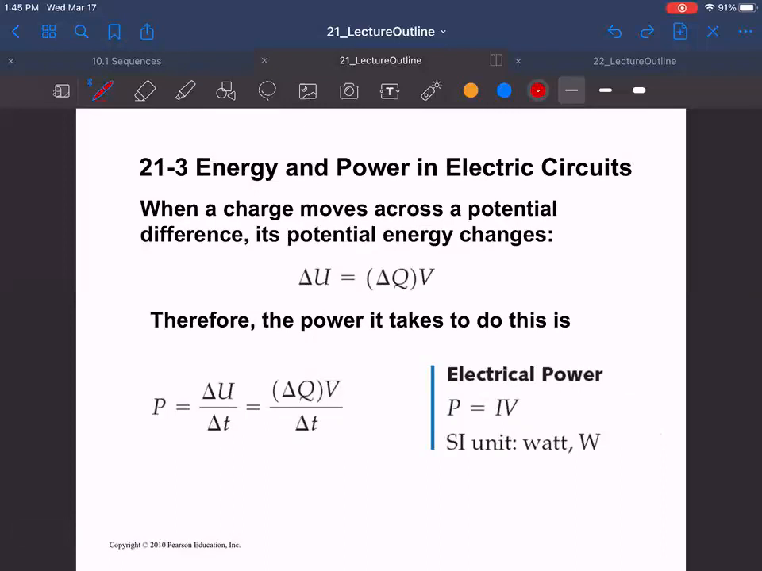Energy and power in electrical circuits. So, of course, potential energy, a change in it is Q times V. And then power is work per unit time, right? Y'all remember power? The units were watts. It was work per time, the rate at which you could do work. And so that's our change in potential energy per time, which is QV over time. Q over T is current. And so P equals VI. Power equals voltage times current.